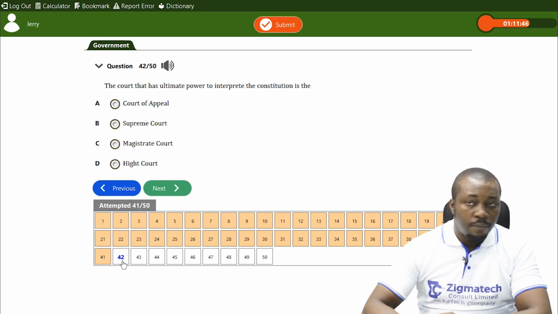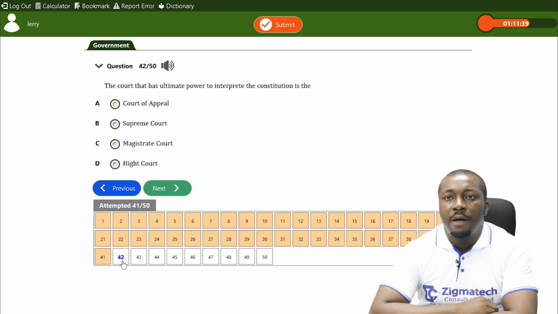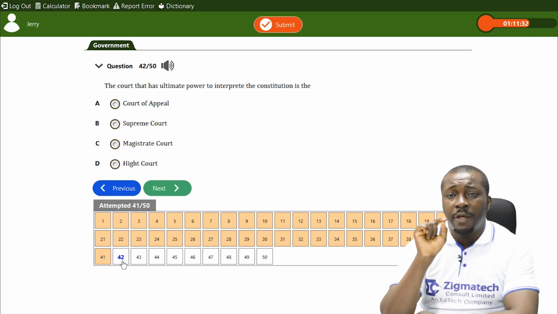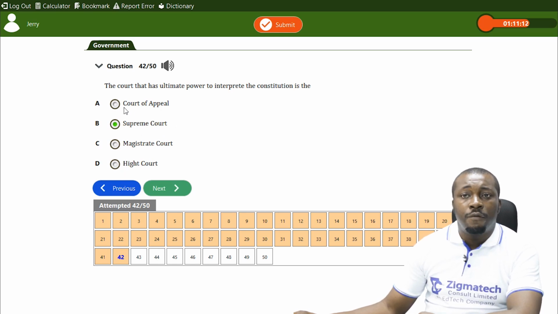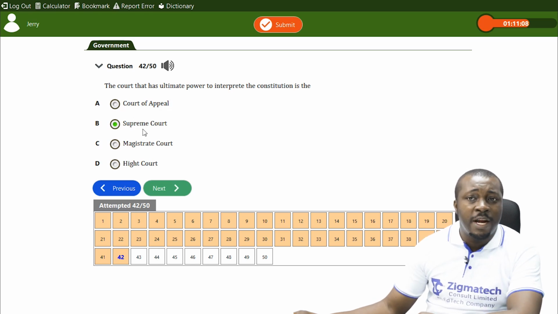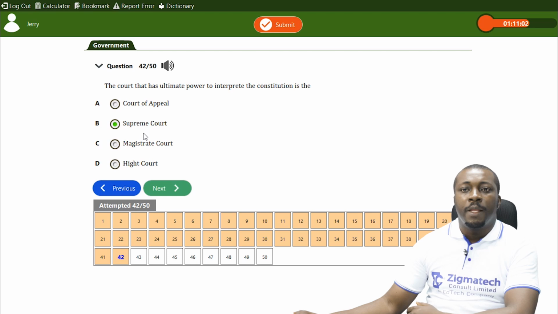Now, the court that has the ultimate power to interpret the Constitution. We are talking about the court that has the final say in the provisions of the Constitution. The interpretation of what the Constitution has said, is it the Court of Appeal? No. Is it the Magistrate Court? Is it the High Court? Of course, it's the Supreme Court. Constitutional matters can go through the High Courts, and from the High Court you can go to the Appeal Court, but the one that has the final say on the provisions of the Constitution is the Supreme Court, which is the highest court of the land.